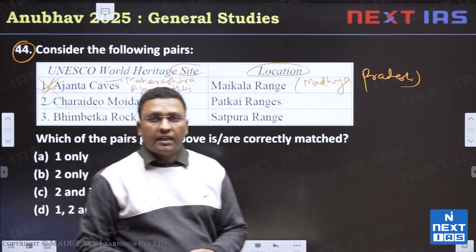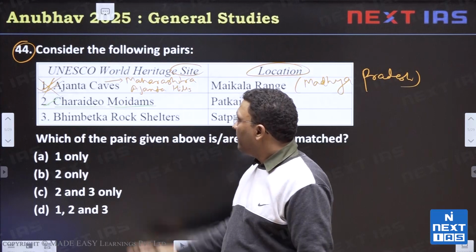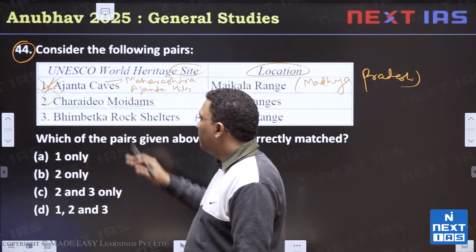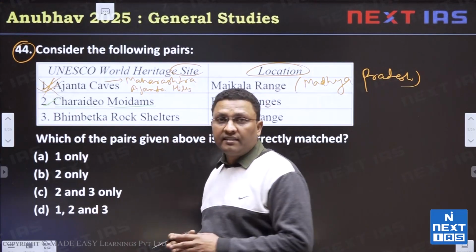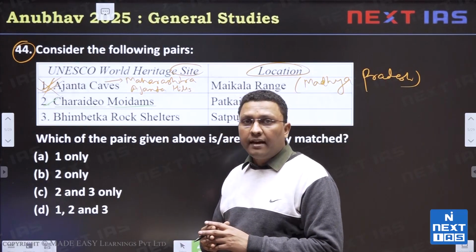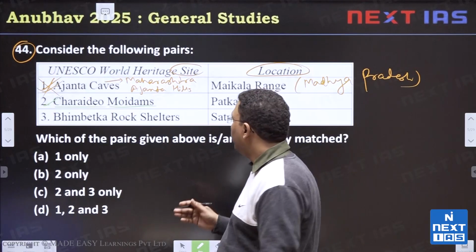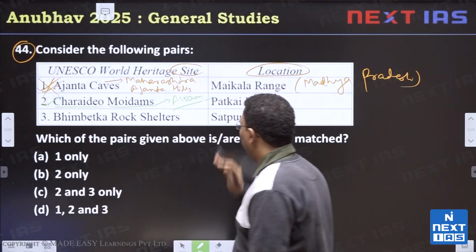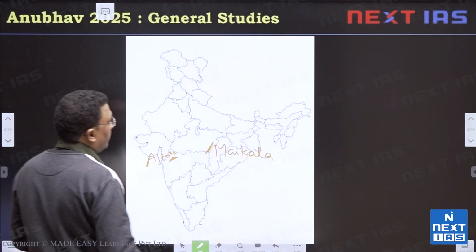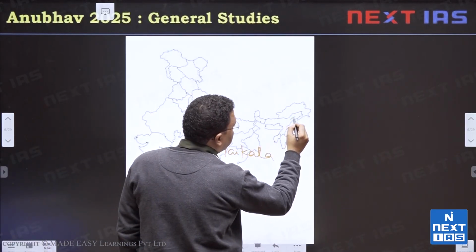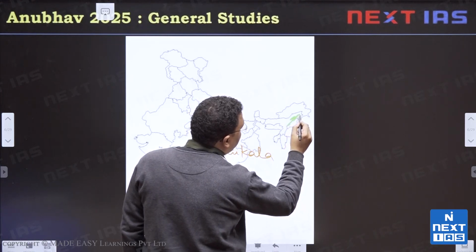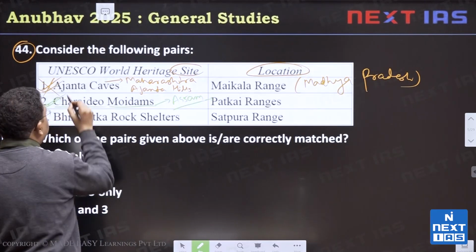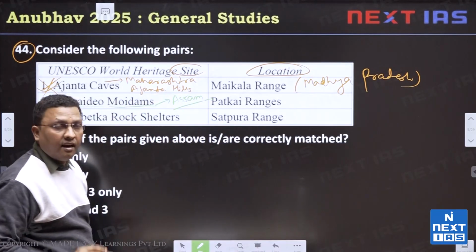Charaidev Moidams have been in news recently because they have been added to the list of UNESCO World Heritage Sites in India recently only, and that's why they have been in news, right? So they are basically mound burial system of Ahom dynasty of Assam, and most of the prominent news articles have been covering that they are located in Assam in Patkai ranges, right? So for better clarity, let's see them on map. So Charaidev Moidams are located somewhere here, and Patkai range is also located something like this, right? So that means our second pair is correctly matched. Charaidev Moidams are located in Patkai ranges in Assam, right?